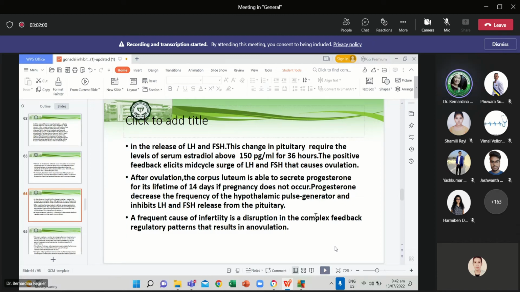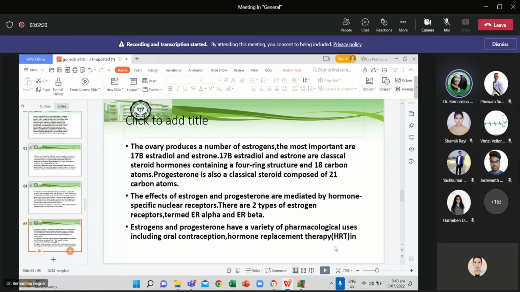Now, a frequent cause of infertility is a disruption in the complex feedback regulatory patterns that results in anovulation. Okay, so a disruption in this negative feedback mechanism can result in anovulation. Now, the ovary produces a number of estrogens. The most important here are 17B estradiol and estrone. 17B estradiol and estrone are classical steroid hormones containing a 4-ring structure and 18 carbon atoms. Progesterone is also a classical steroid composed of 21 carbon atoms.